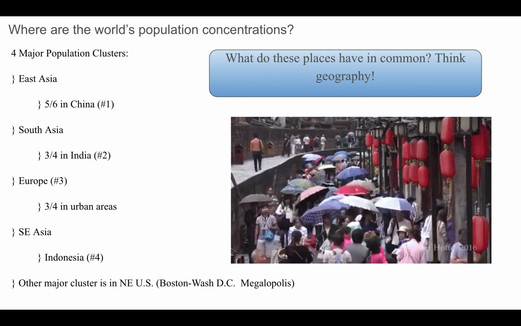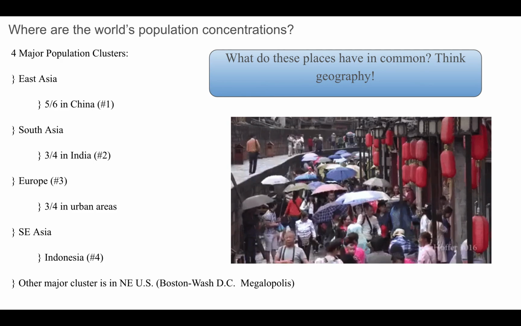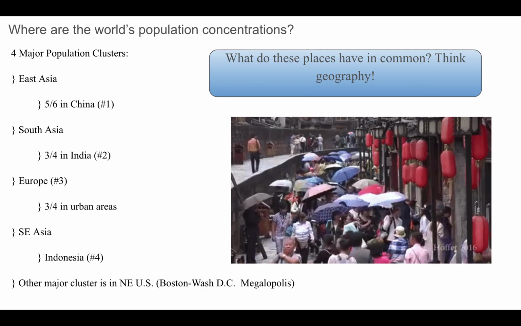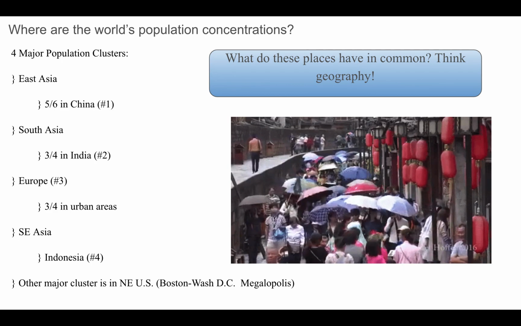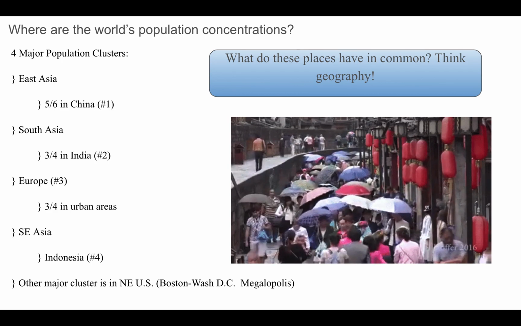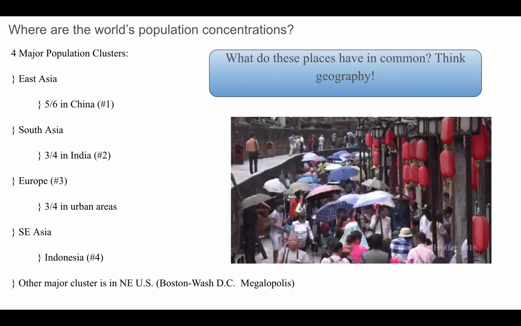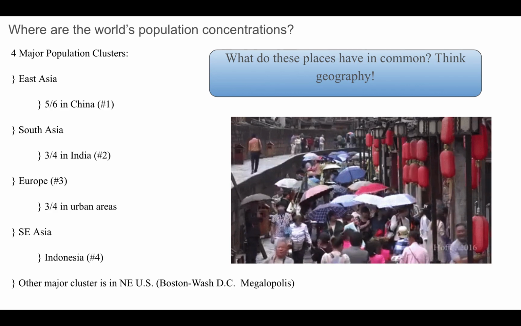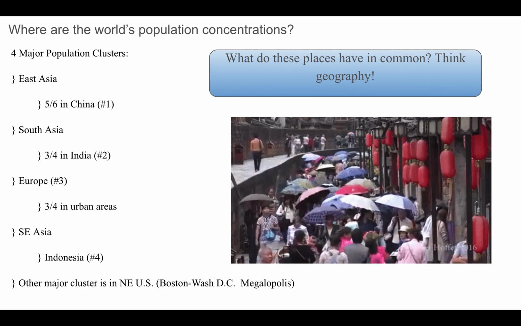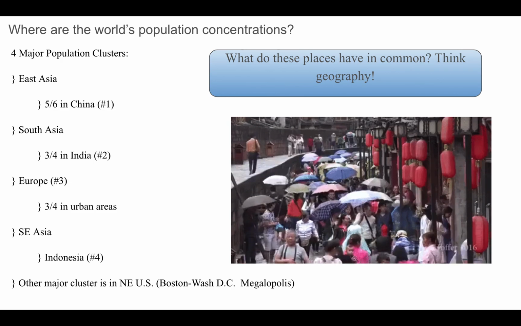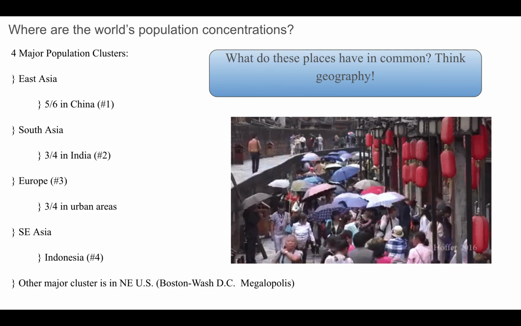Three quarters of the people in South Asia live in India, and India is the fastest growing country, with a total population ranked number 2 in the world. Then we look at Europe, another cluster, but a fast declining cluster in the world. It's the fastest declining of the top 4 population areas of the world.